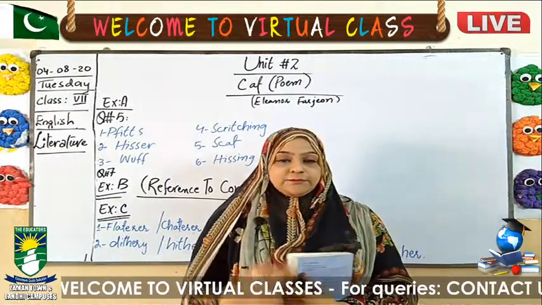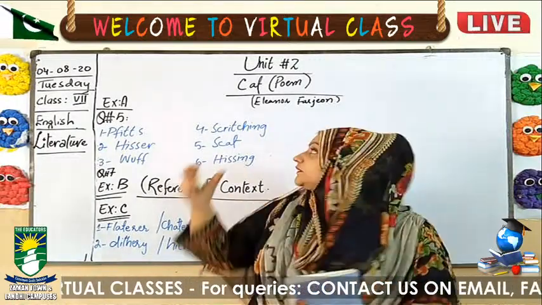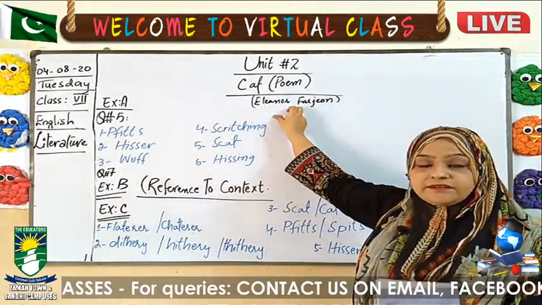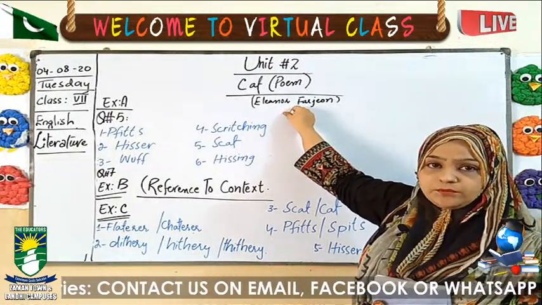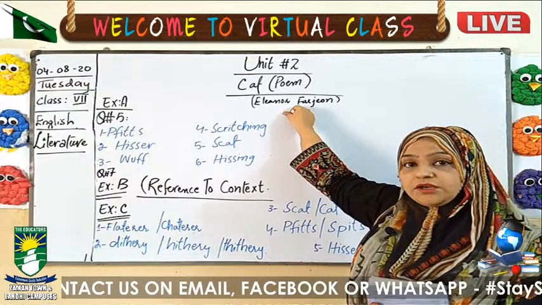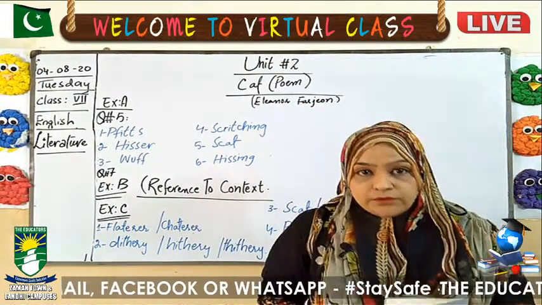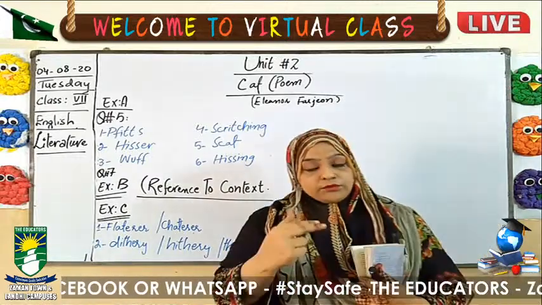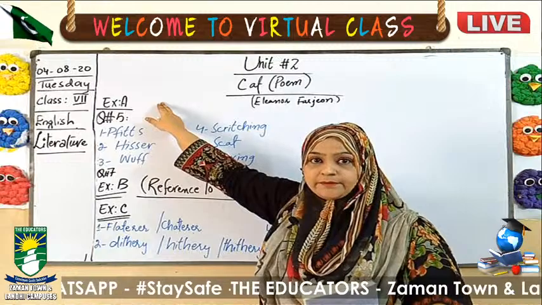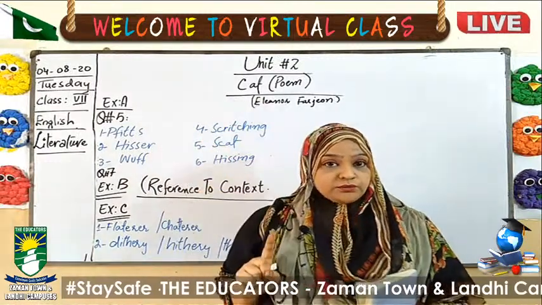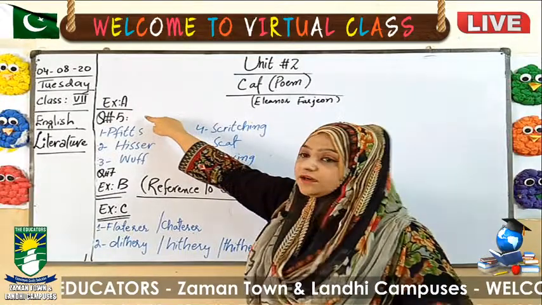As in the previous class, we have started a poem that is Cat, and I have described what is being said in this poem. You know very well you have attempted your words meaning as well as three questions, question number 2, 3 and 4. So now it's time to move ahead. We will continue the same exercise, exercise A. We have attempted question number 2, 3 and 4.